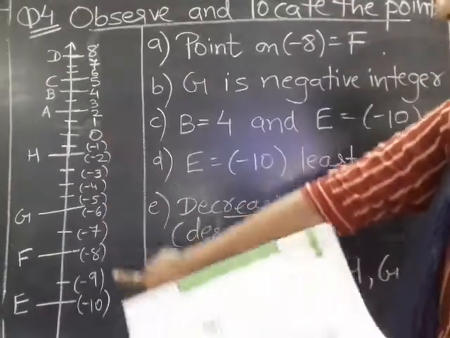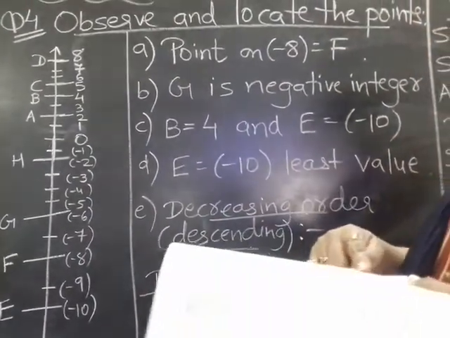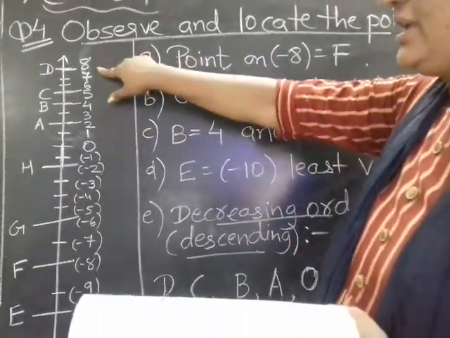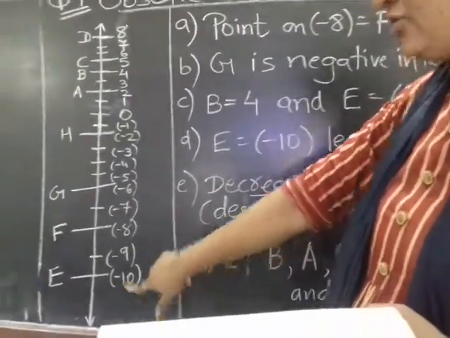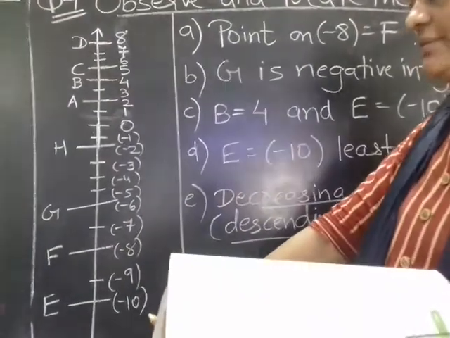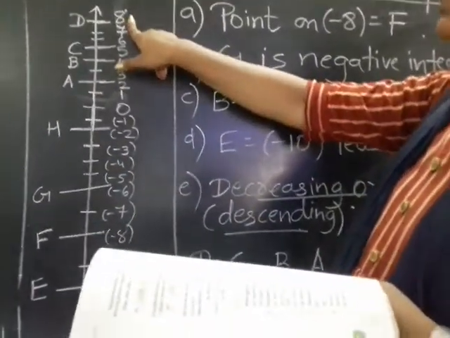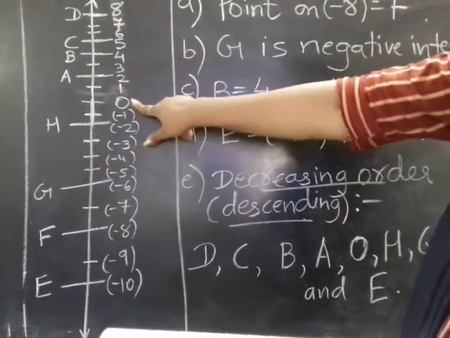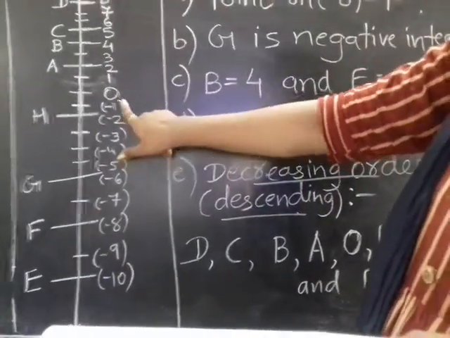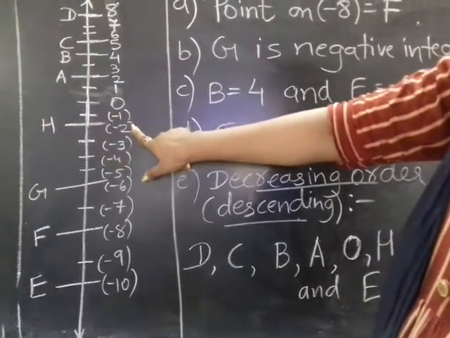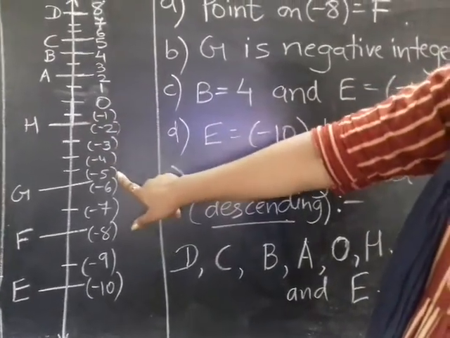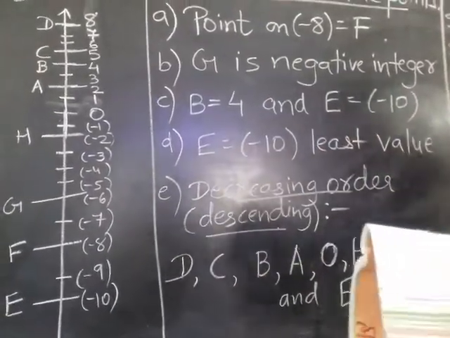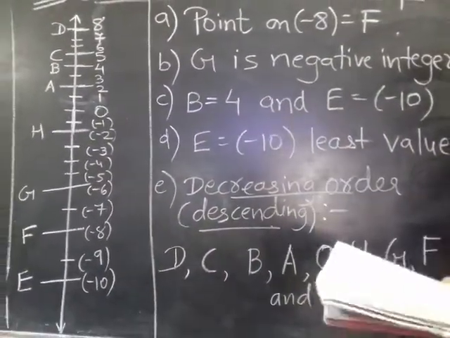You can see this is a vertical number line representing integers. Observe it and locate the following points. Starting from D till ending on E, you have to write the numbers on the number line. On D we have 8, then after comes 7, 6, 5, 4, 3, 2, 1, 0 is already given. Here H, so before H we have -1, -2, -3, -4, -5 till -10. Now from this you have to answer the questions given in your textbook.